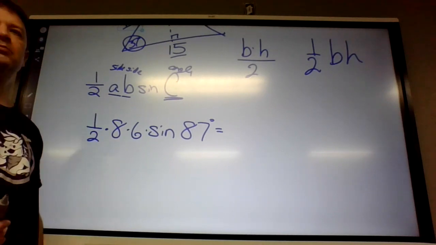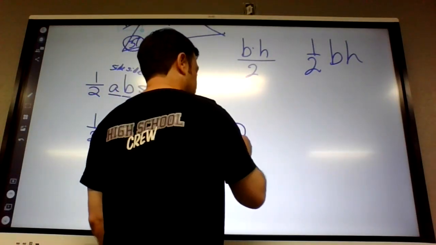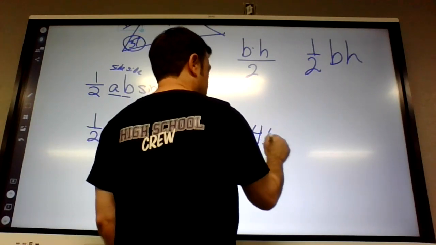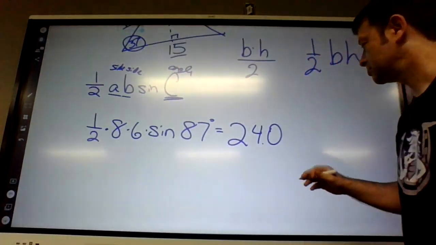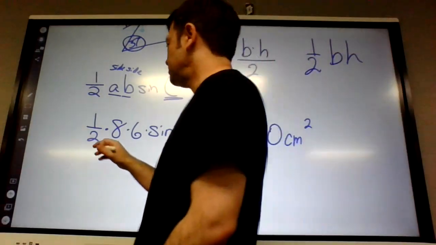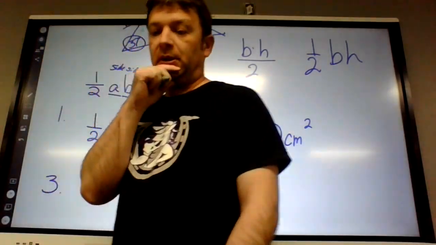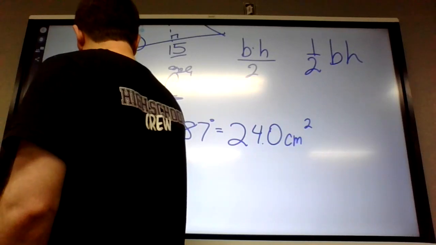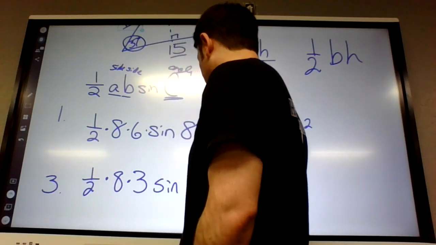23.9671088. Okay, if we said round to the 10th, 23.967, so 24. Okay, how did we label areas? Centimeters squared. Okay, number 3. So 8, 3, and 98. So 1/2 times side times sine of 98.